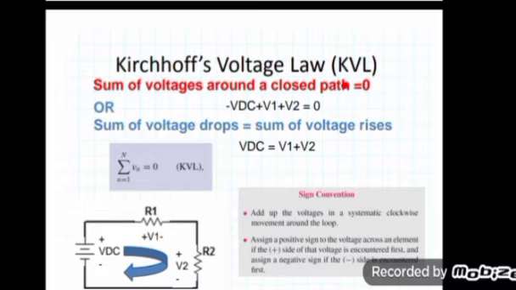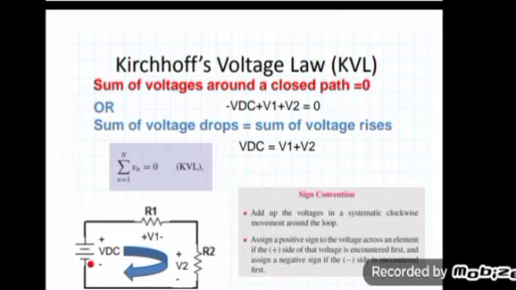Now, according to this expression, you may be confused about why I am using minus here and plus here. When you start in the clockwise direction, as I have already told you, assign a positive sign to the voltage across an element if the plus side of the voltage is encountered first, and assign a negative sign if the negative side is encountered first. When I start here and move upward, the negative sign is encountered first. While crossing the resistance R1, the positive sign is encountered first, and here also the positive sign is encountered first. So that's why for V1 and V2 I have used a positive sign, that is V1 plus V2.